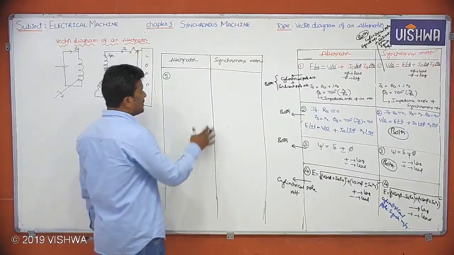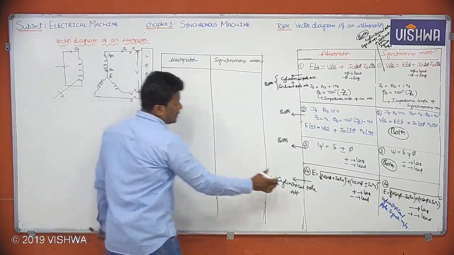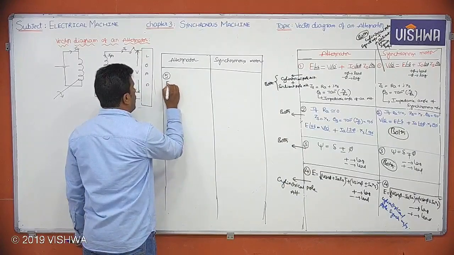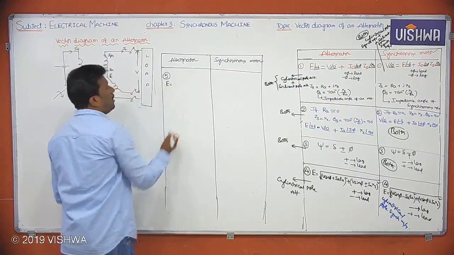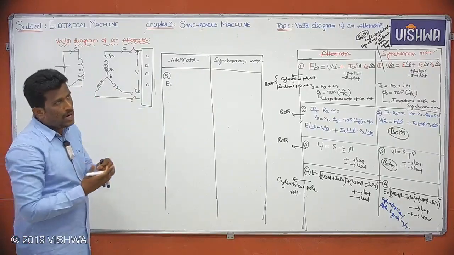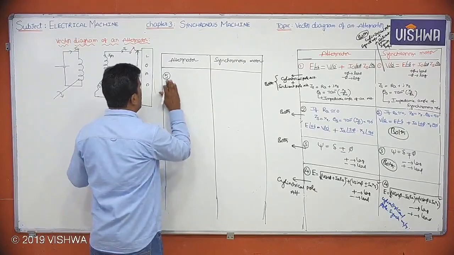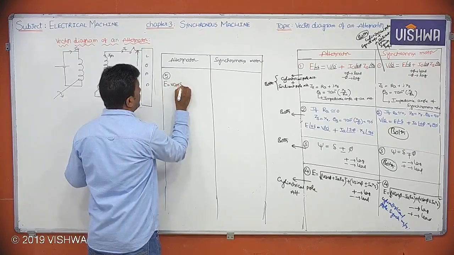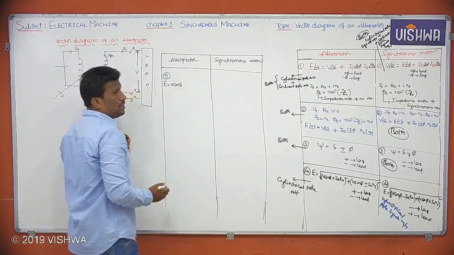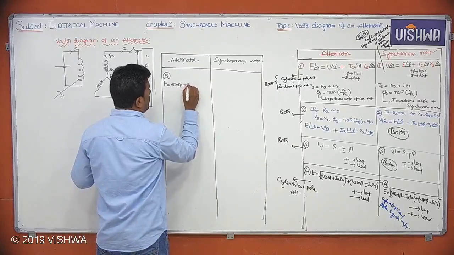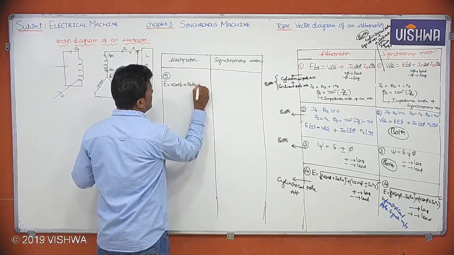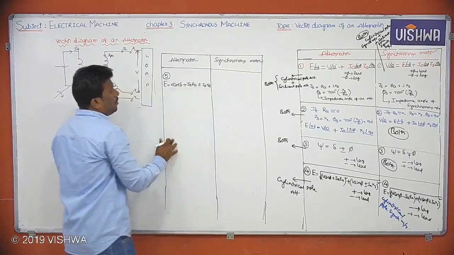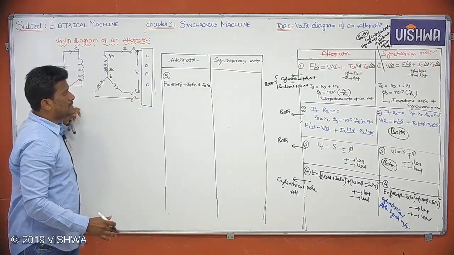So for cylindrical pole alternator, I had given you the formula for E. I am just giving the formula for E value for salient pole alternator. What is that formula? E equal to V cos delta plus IQRA plus or minus IDXD. So E equal to V cos delta plus IQRA plus or minus IDXD.